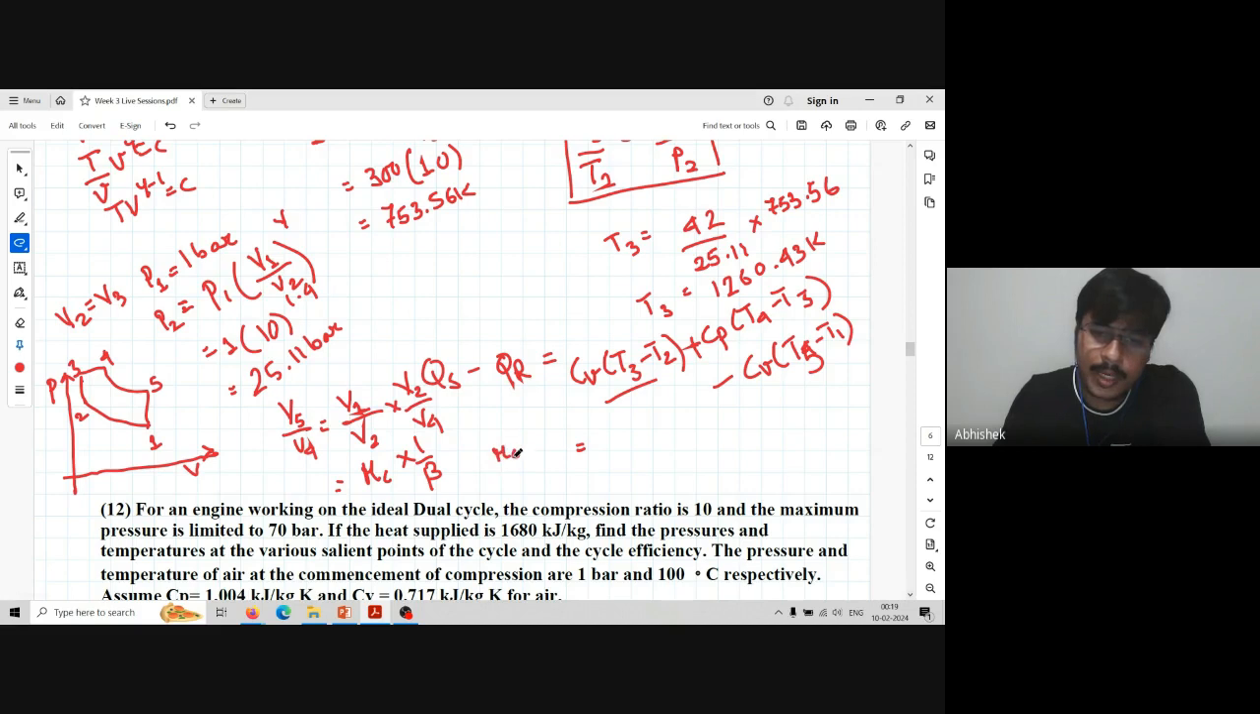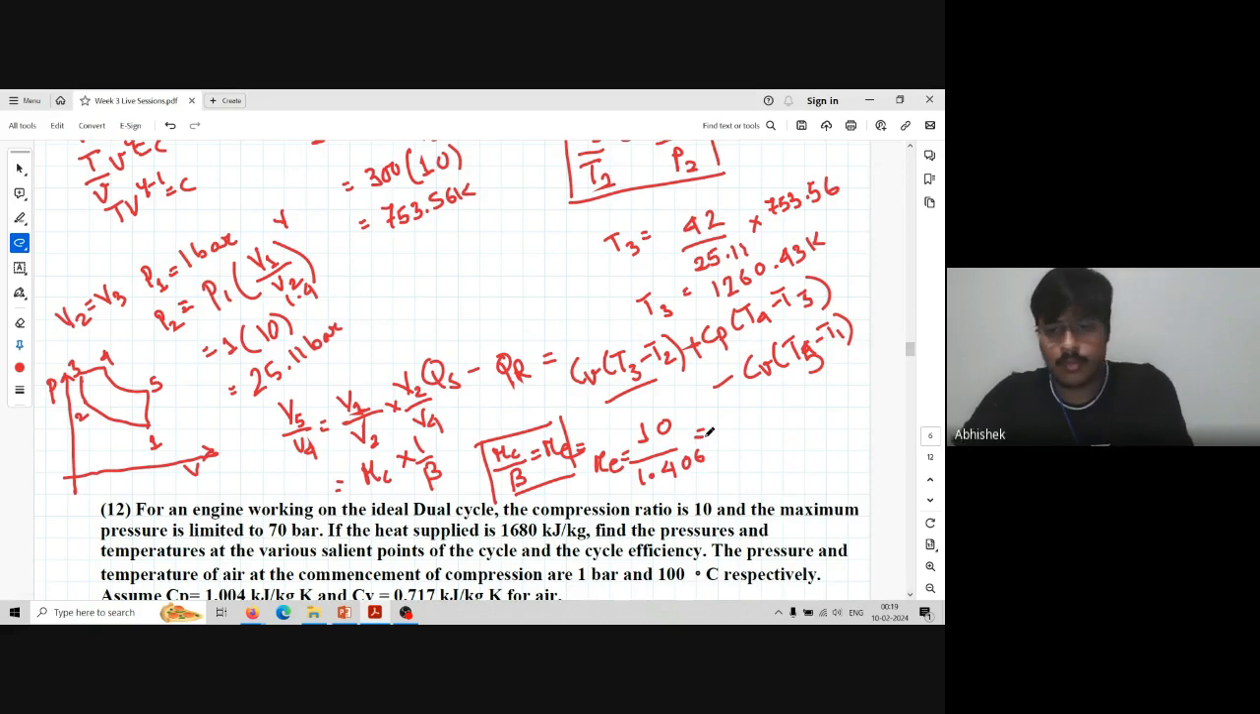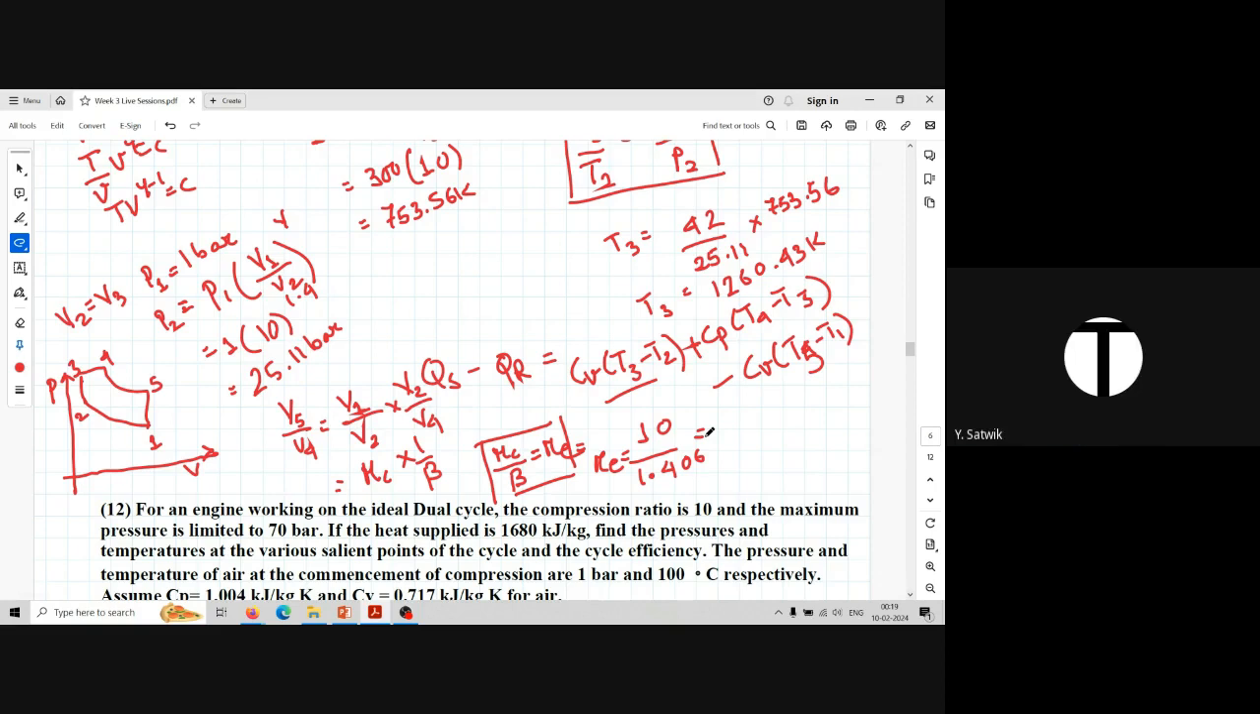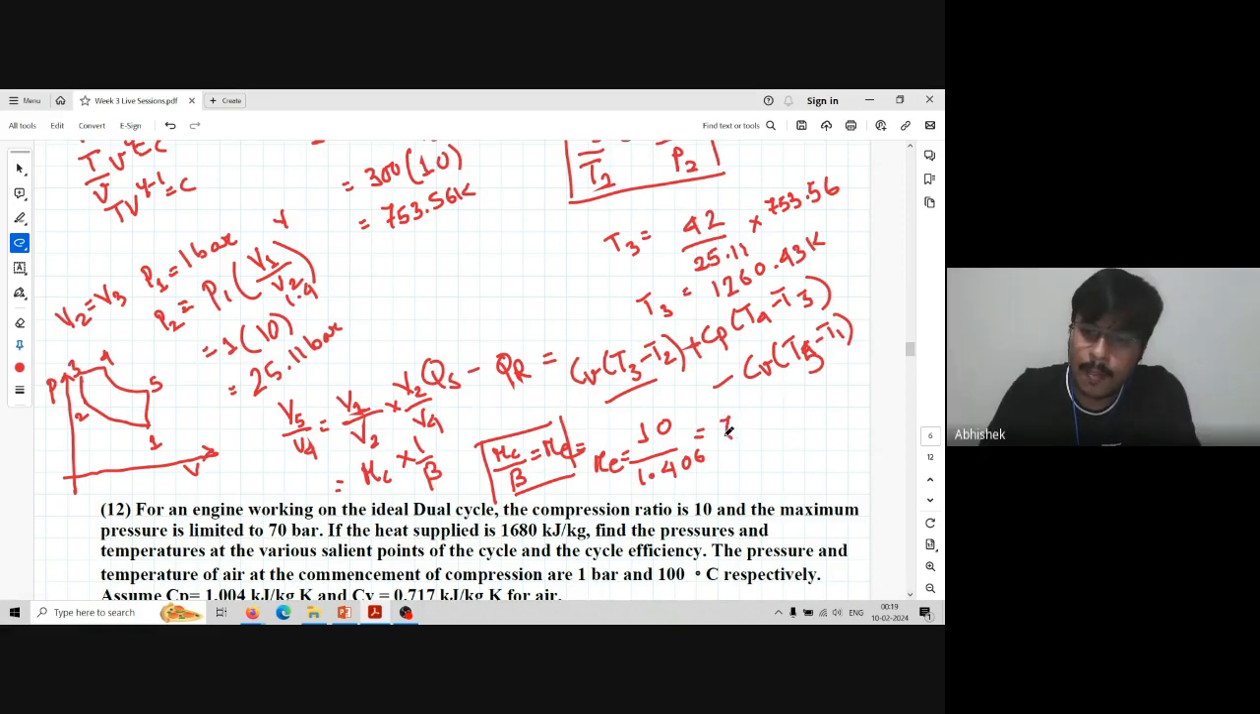So RC by beta, you remember RC by beta is equal to RE. RE is the expansion ratio, that is V4 by V5. This one you remember. So we have RC 10, we have beta 1.406. Just calculate how much is RE. Calculate fast. We have 7.11.